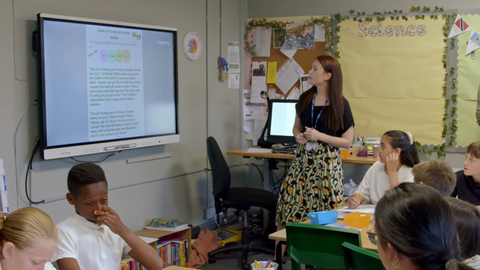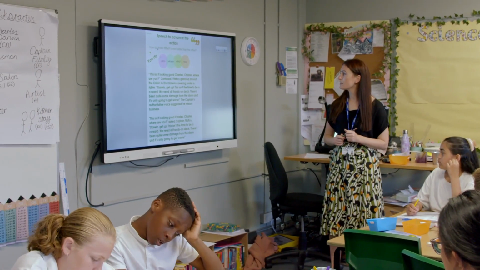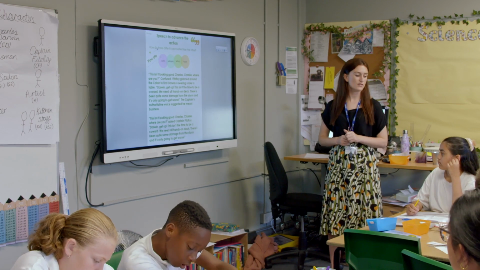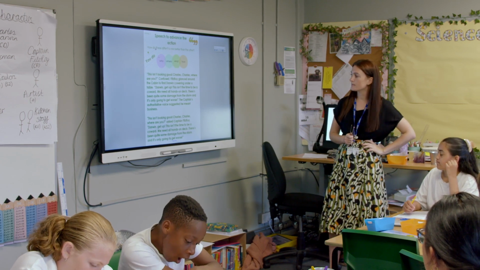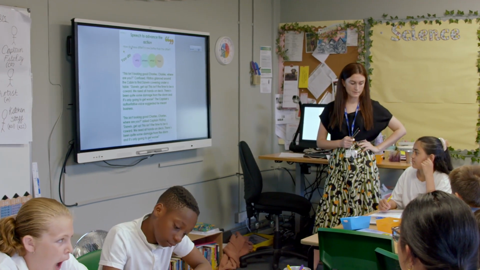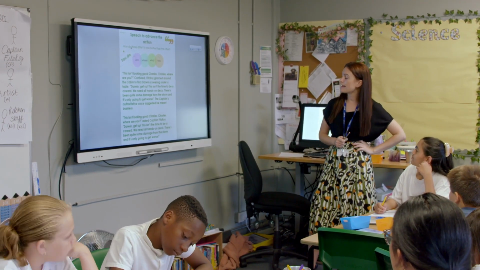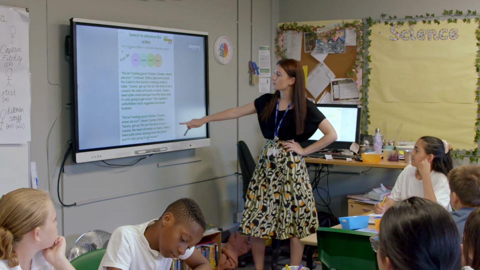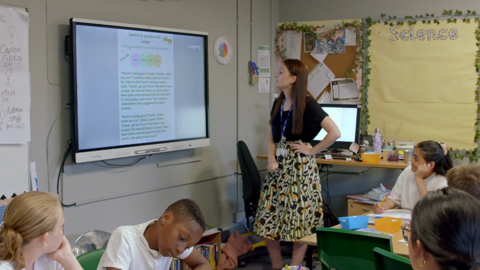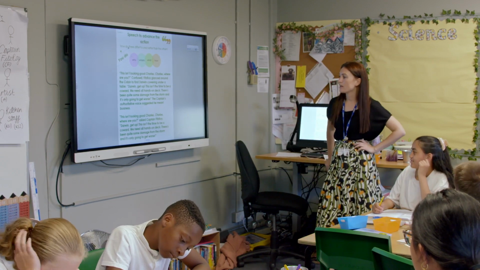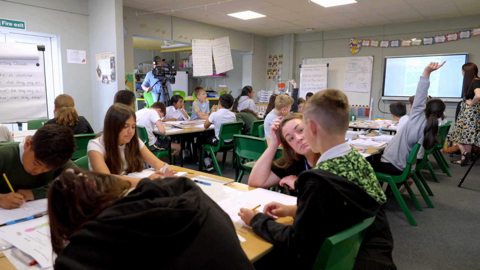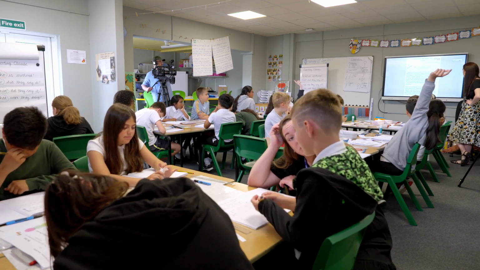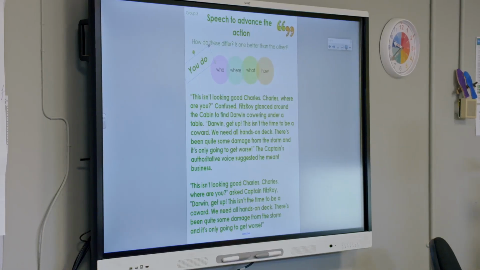So this isn't looking good. Charles, where are you? Is it the first or second one? Marnie, which one do you think it is? You think it's the second one? So Marnie says it's the second one. This isn't looking good, Charles. Charles, where are you? Asked Captain Fitzroy. Darwin, get up. This isn't the time to be a coward. We need all hands on deck. There's been quite some damage to the storm and it's only going to get worse.